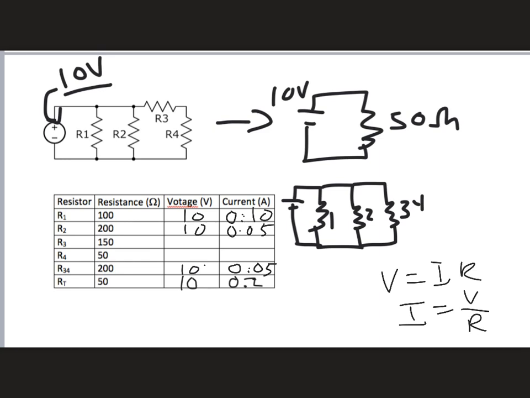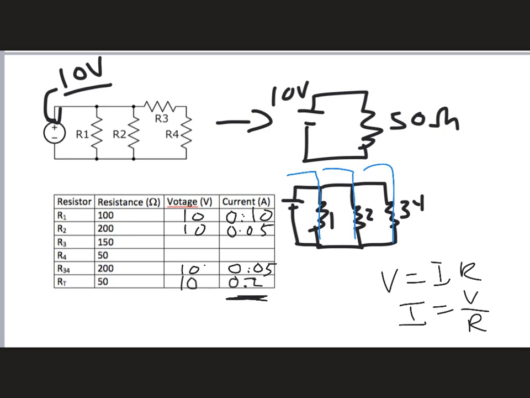And note, the total current that we have is 0.2, and that total current comes in and it splits into 1, it splits into 2, and it splits into 3,4. So all of those individual currents should add up and give me 0.2. And so I've got 0.1 plus 0.05 plus 0.05. That gives me 0.2. I have that built-in check. You always want to look at your built-in check because it'll tell you if you made a mistake.